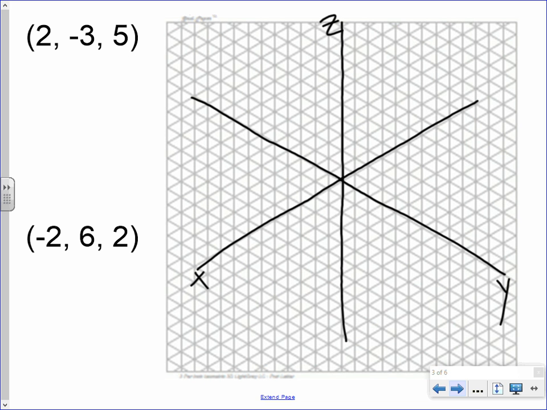So I'll do this one in blue. If we wanted to plot 2, -3, 5, we're going to start in the XY plane. So X is 2, Y is -3. I'm going to create this rectangle, because this is X is 2, this is Y is -3. And then from that corner, we're going to move up 5 for our Z coordinate. So we're just going to count 1, 2, 3, 4, 5. And then we'll mark it so we can see the path of which that travels. Okay.